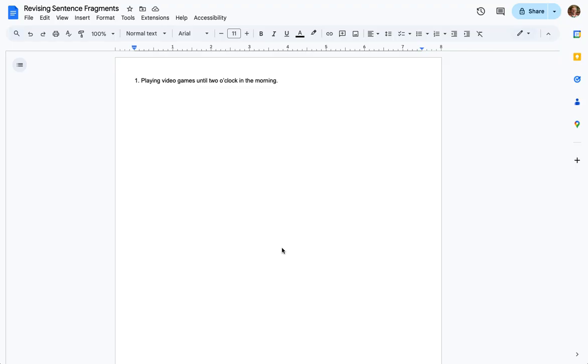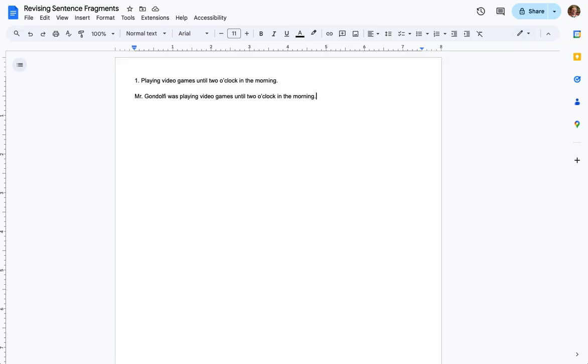Now, when you've identified a sentence fragment, there are a few different ways that you can go about revising it. The easiest way is to add what is missing. So if we look at this sentence fragment and we want to add a subject to this sentence, we could do something as simple as adding Mr. Gandolfi was, and then playing video games until 2 o'clock in the morning. Now, if we run our two tests on that, we will see that that sentence passes both tests, and so it is a complete sentence. And all we did was we added a subject.